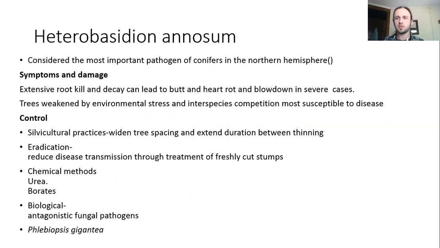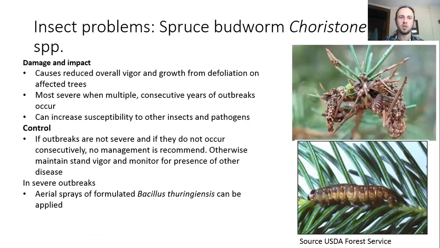So practices for this, since this can be spread by harvesting and thinning, you want to extend the duration between thinnings. You want to reduce the number of thinnings. You can widen tree spacings to do this. Additionally, you can chemically treat stumps with either chemical methods and some biological control methods as well.